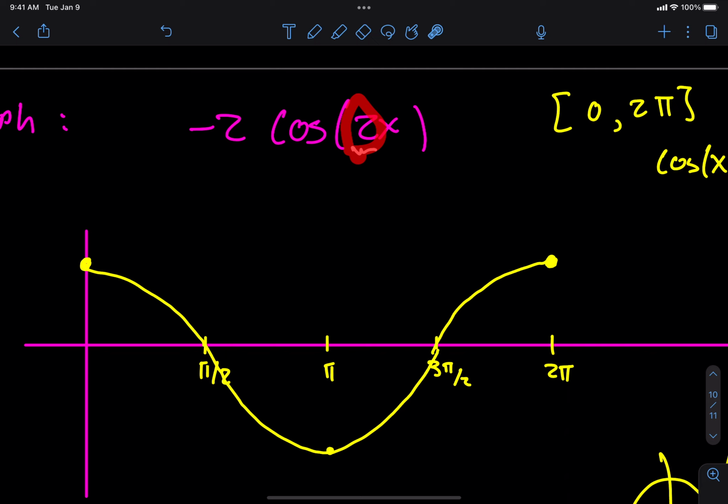If the number's bigger than 1, that makes me think all the numbers are bigger, so it should be a stretch. But remember, we're not on the outside, we're in the opposite world. And everything is the opposite of what we think it should be. So what is a 2 on the inside going to do? It's going to give us a horizontal shrink or compression by a factor of 2.